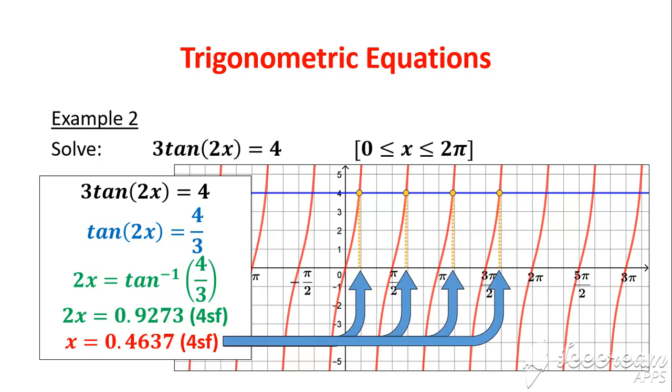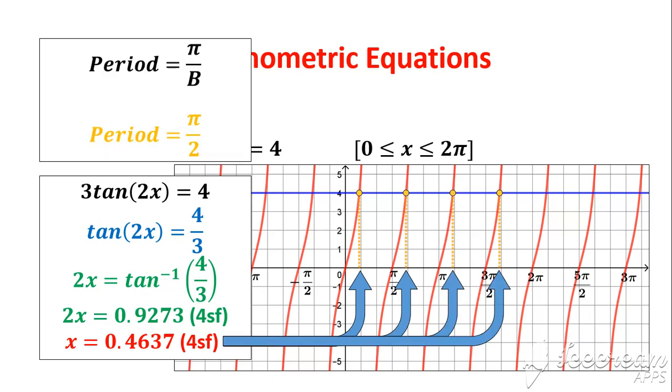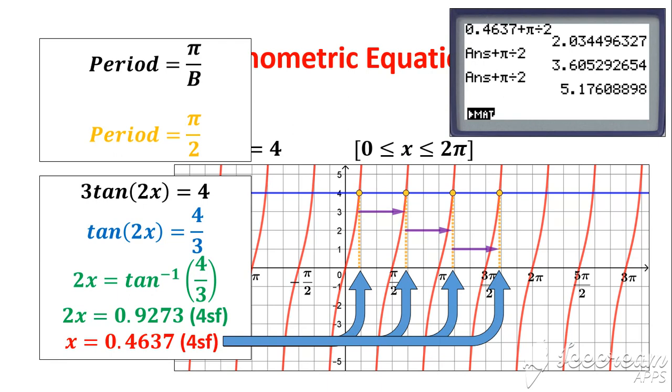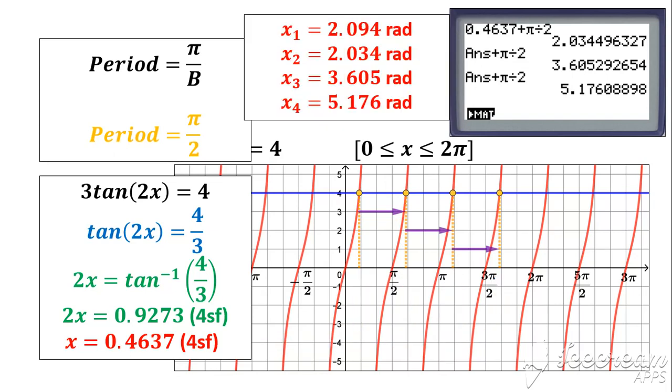Now we need to find the other 3 solutions. Let's come back to the idea. For this example, the period of this graph is pi over 2. So to find our second and third and fourth values, all we need to do is add pi over 2 to keep getting to the next solution. So we're just going to add pi over 2, add pi over 2, and add pi over 2 to get our 4 solutions, x1, x2, x3, and x4.